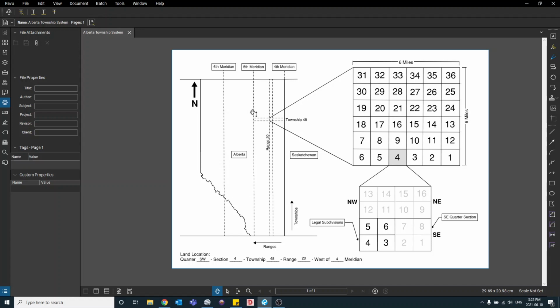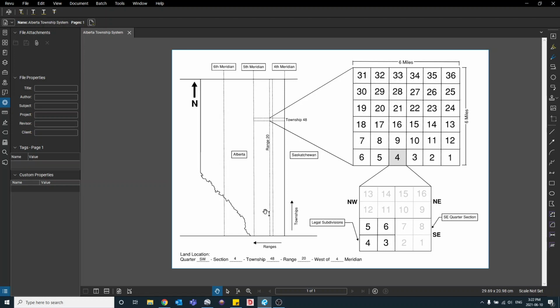It's not the same for townships, though. There are no lines of latitude intersecting Alberta which are going to restart the townships. It's just a pretty standard number from 1 up to 126 on the Northwest Territories border up here. But it does restart for ranges, so that's important to note. So that's why we look at the meridian first.